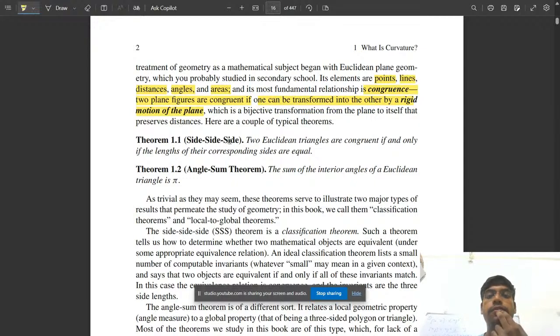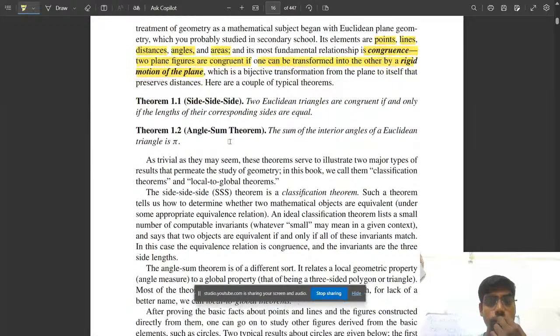Here are a couple of typical theorems. This is Theorem 1.1, side-side-side. Actually, we did all those things in our schools, right? So let's recall those theorems. Two Euclidean triangles are congruent if and only if the lengths of their corresponding sides are equal, right?